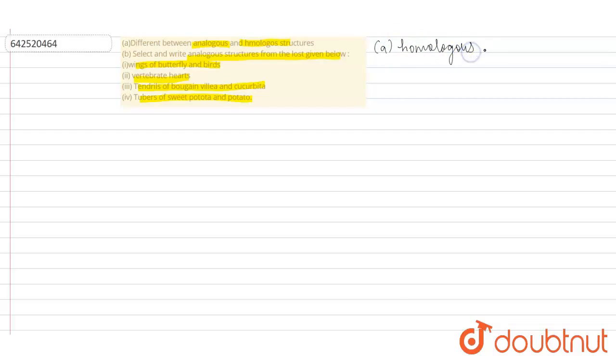So what are homologous structures? Homologous structures are basically those structures which have similar morphology, embryology and anatomy. Similar morphology, anatomy and embryology.